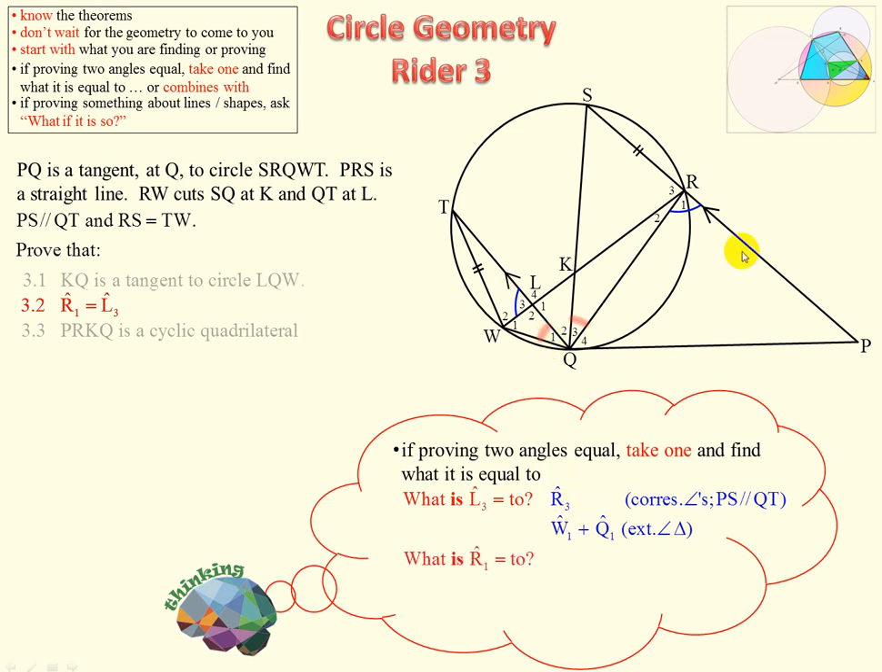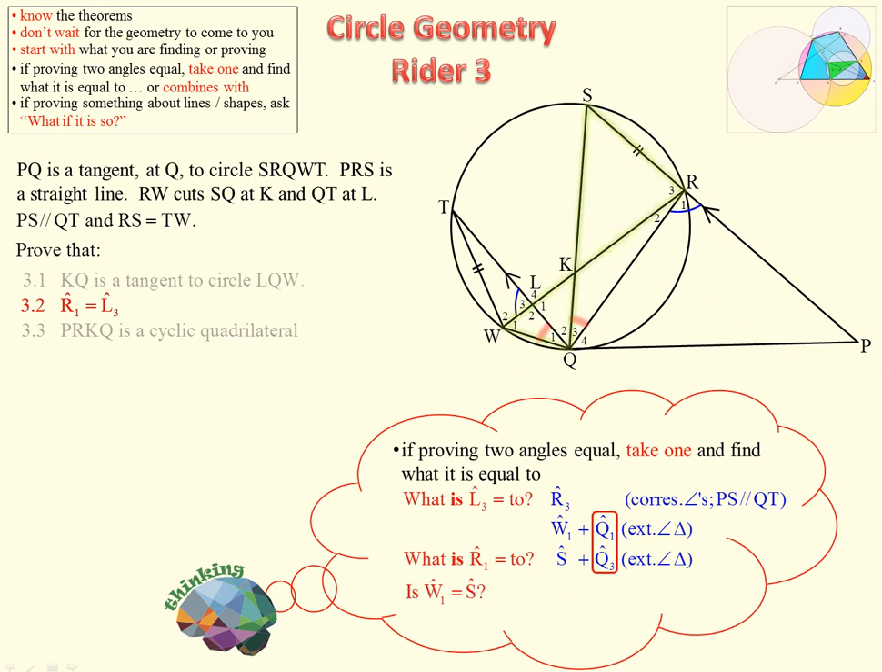So we say, well, what is R1 equal to? And straight away, I'm going to go a similar way by exterior angle of a triangle, because have a look. This is equal to that plus that, and that involves the other equal angle. So now we have W1 plus Q1 for L3, S plus Q3 for R1, and those two are equal. So all I have to prove is that W1 equals S to prove what we're expected to.